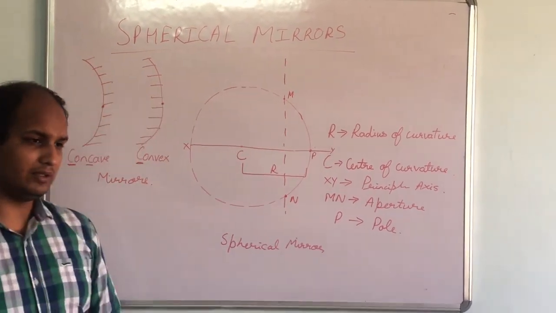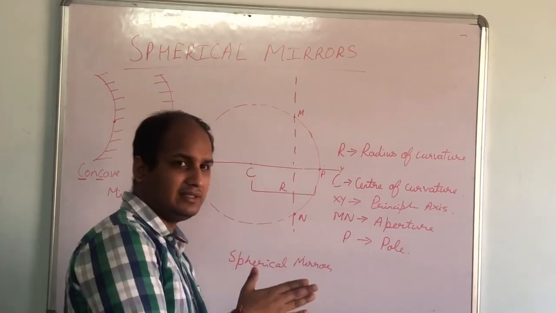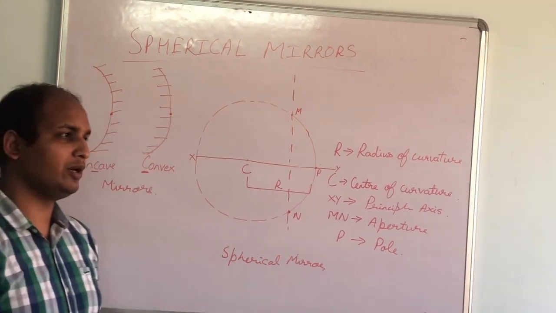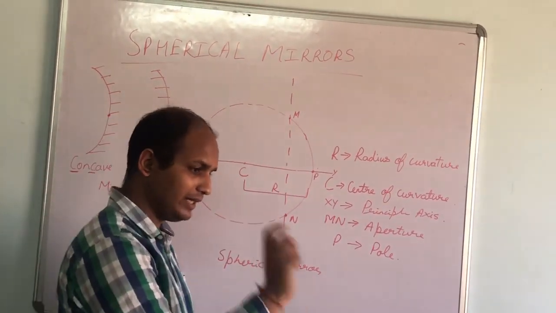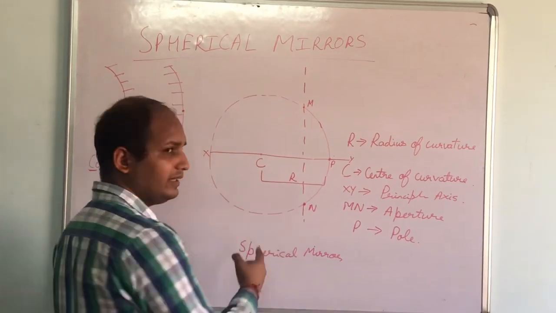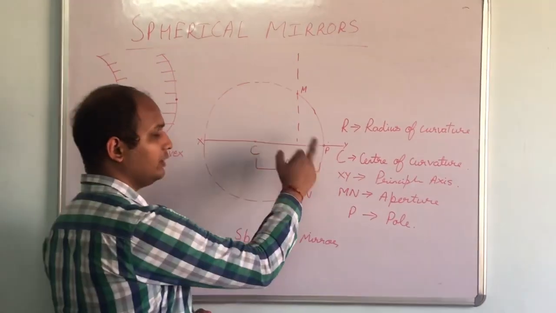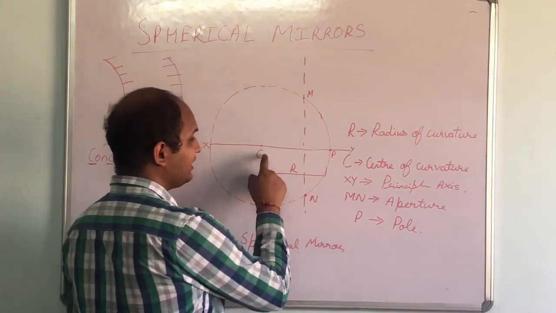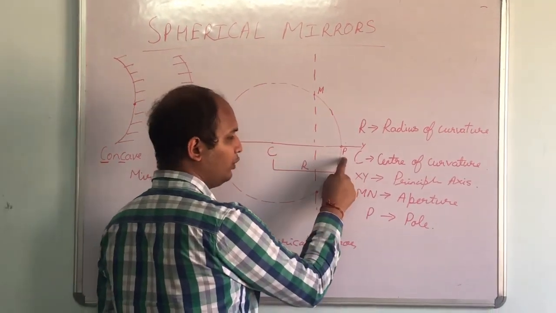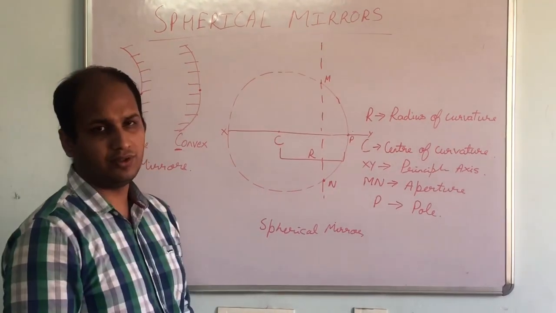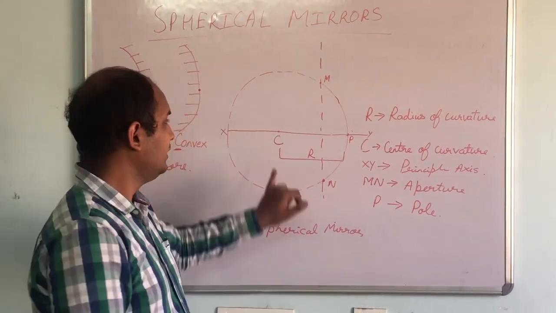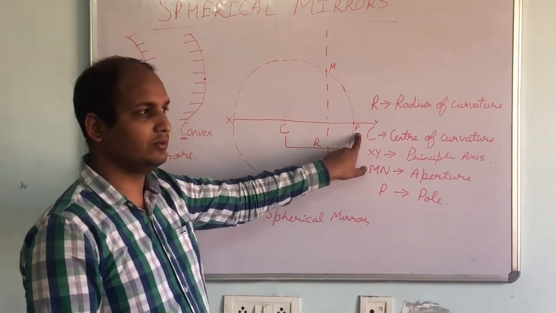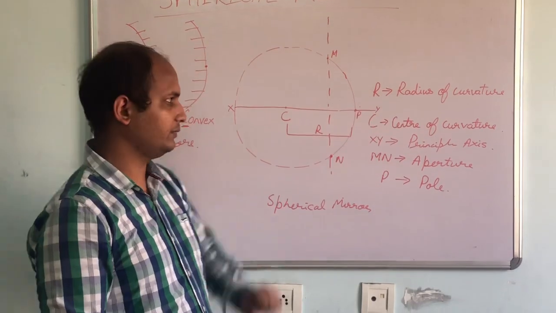Like you might have done in maths, the distance from the center to any point lying on the circumference, the distance from the center to the point on the circumference, is known as the radius. Similarly in this case, P is the point on the circumference of the mirror, or on the aperture of the mirror. So the distance between the center of curvature and the pole of the mirror is known as the radius of curvature. I am again repeating this: the distance between the center of curvature and the pole of the mirror is known as the radius of curvature.